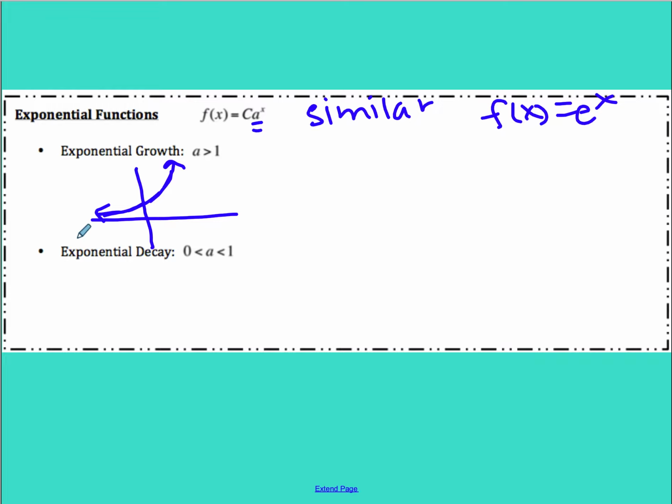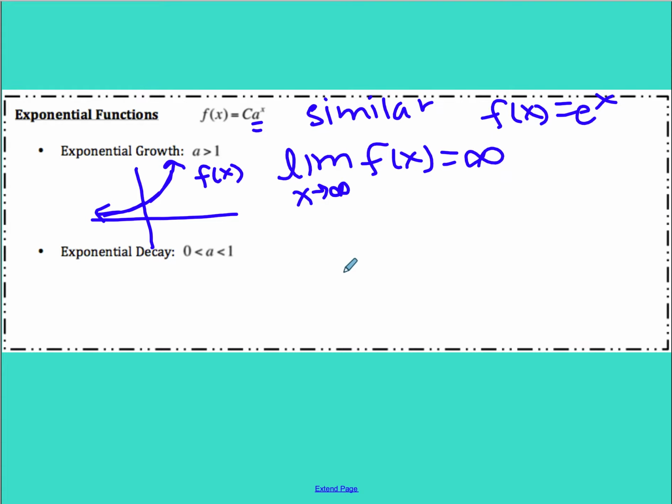And so what we need to do is think about the limits for an exponential growth function. So we'd have our limit as x approaches infinity of our function here, so I'm just going to call it f of x. What happens here? As x goes to infinity, my y values continue to go up and up and up. So what this means is, as x approaches infinity, my y values are going to go to infinity.